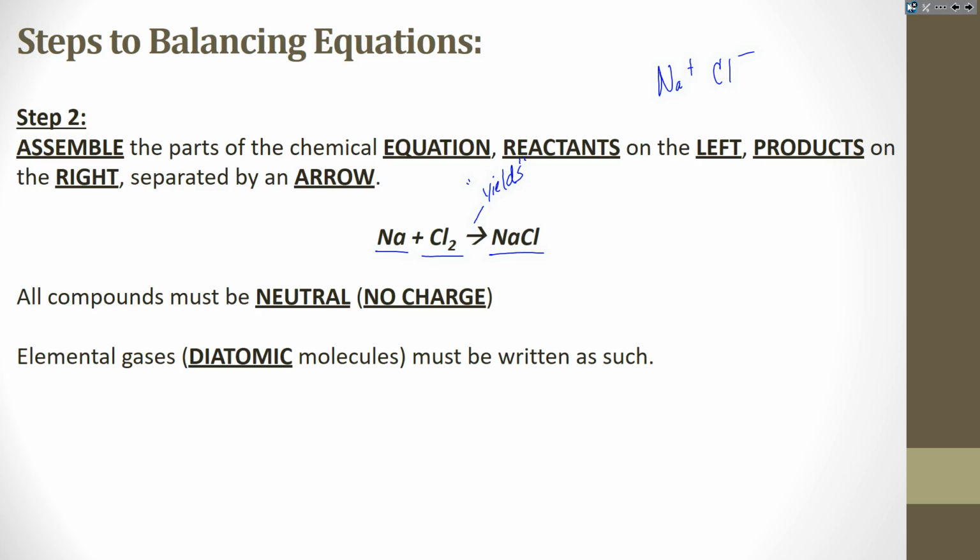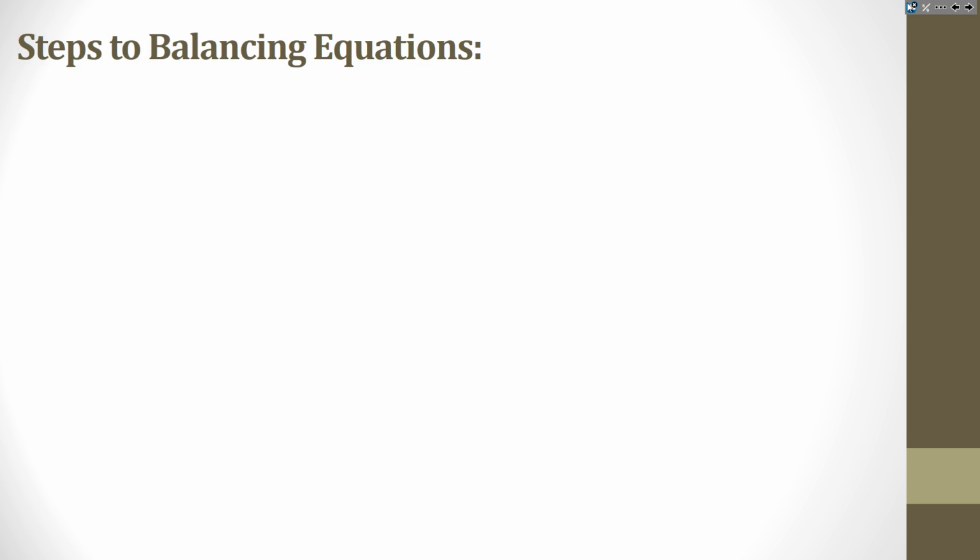So if I'm reacting sodium with chlorine, making NaCl or sodium chloride, I can't alter their formulas to make the equation balance, but I can alter the number of those things that I have. And that's what balancing is all about. So step 3.